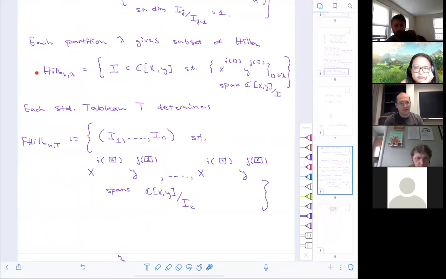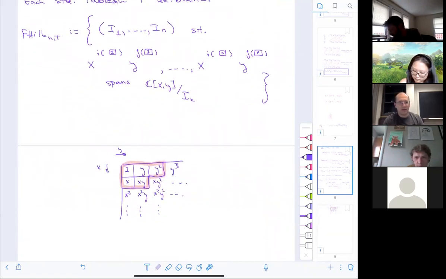And maybe you could have guessed this, but because the flag Hilbert scheme consists of flags of ideals, instead of considering partitions determining an open set, we're going to consider flags of partitions. Well, a flag of partitions is just a standard tableau. So this statement is here. Each standard tableau on n boxes determines a subset of the flag Hilbert scheme as follows.